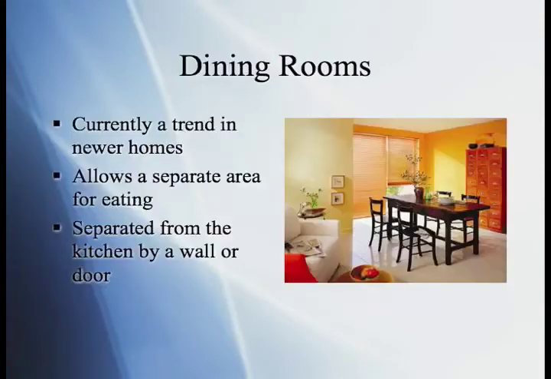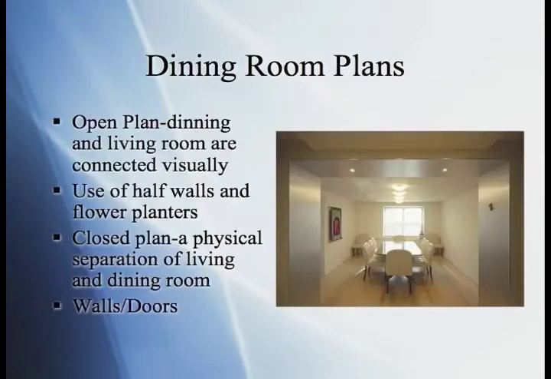The second room in the living area is the dining room. This room is usually separated from the kitchen by a wall or a door. There are two different styles of plans for dining rooms. One is the open plan. This plan basically looks like a great room. There's no physical structure separating the dining room from the living room. The second style of dining room is called the closed plan. This is where a physical separation or wall secludes the dining room from the living room.